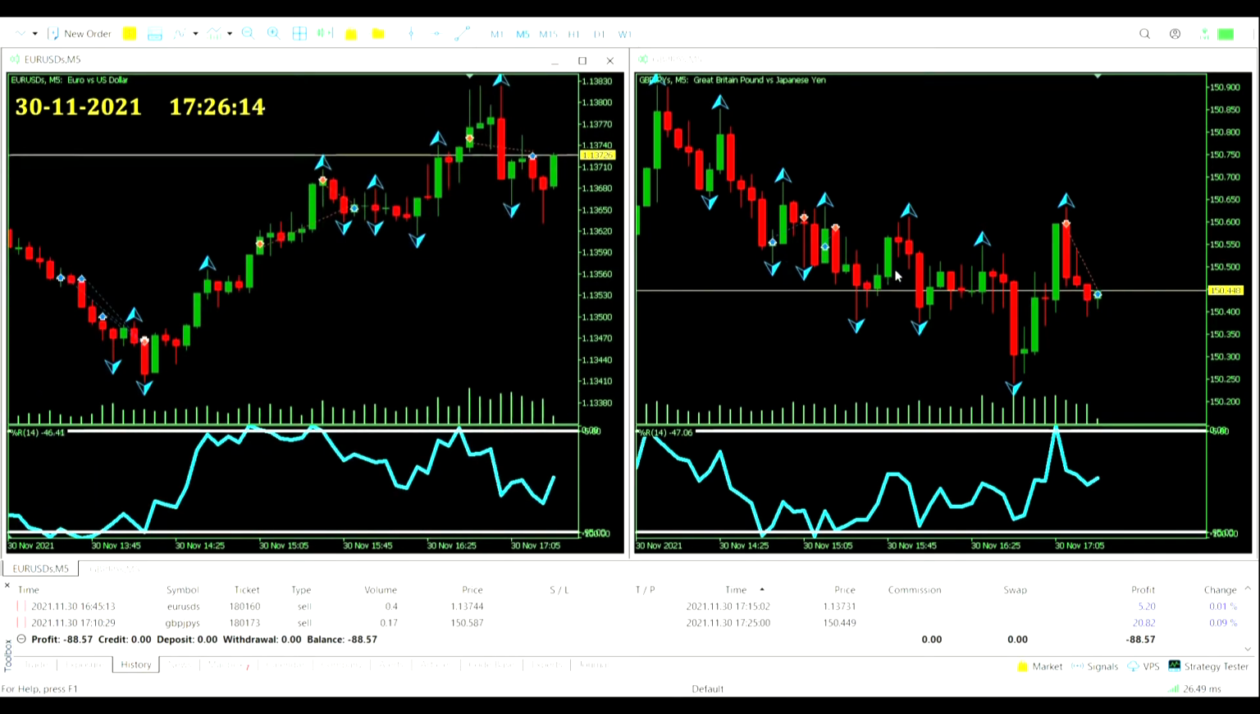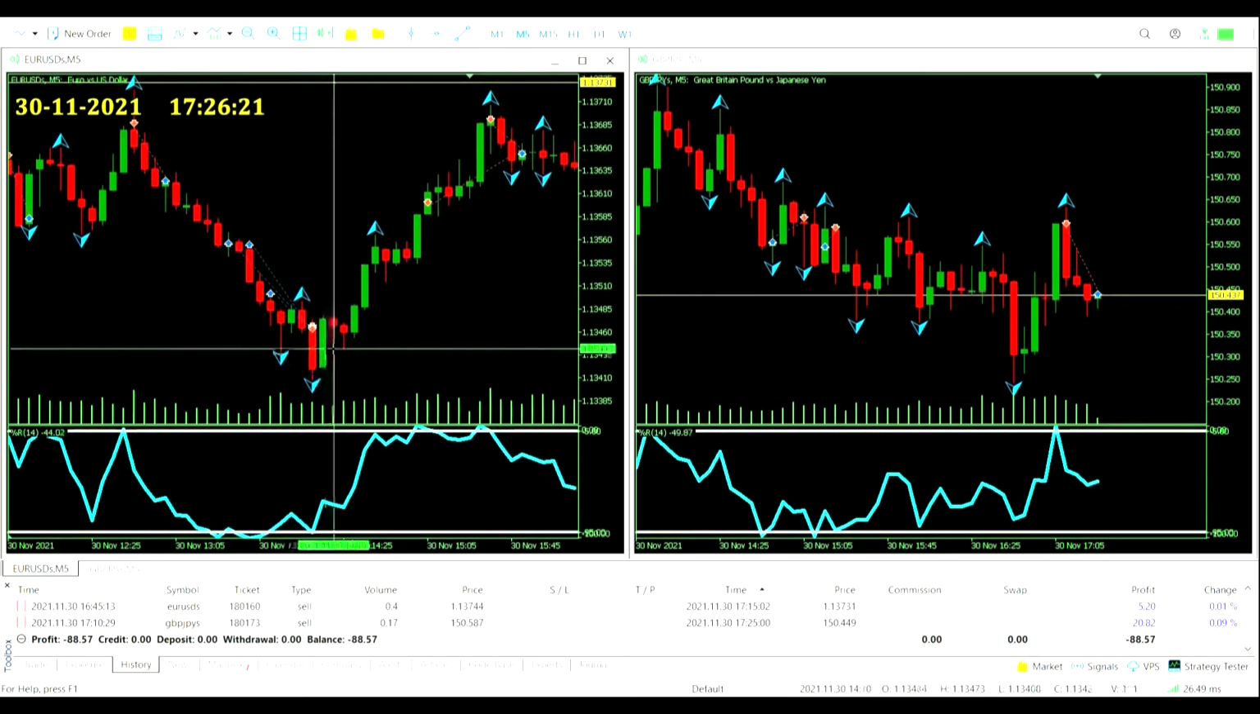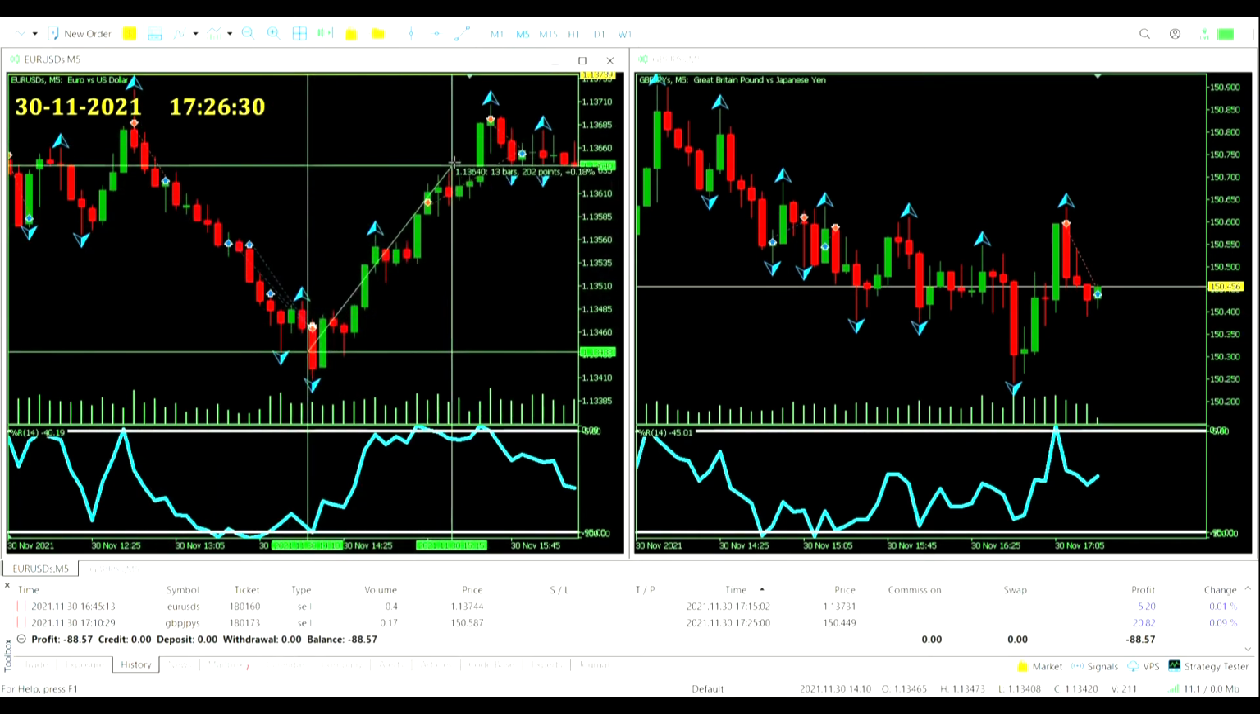Again, pound yen, a much better pair. The euro dollar did range, but it did it in a half trend fashion rather than a whipsaw fashion. We want the up, down, up, down, up, down, not the steadily down and then the steadily back up.